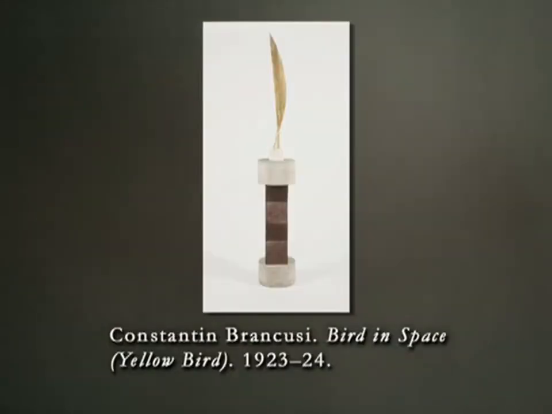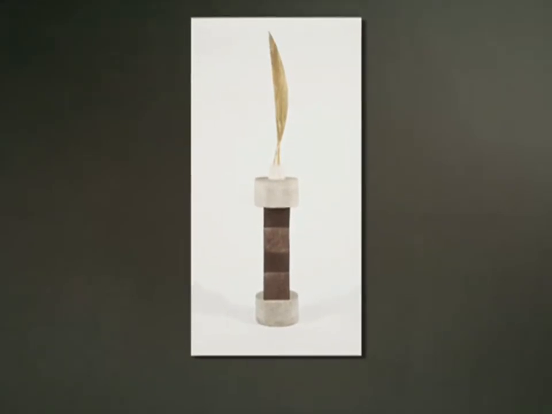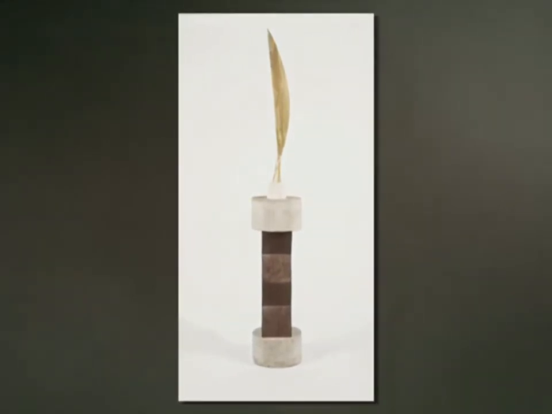Now let's look at another work. This is by Constantin Brancuși, who's Romanian. The title is Bird in Space. It's from 1923 to 24. And Brancuși is known for treating the base and pedestals of his own works as if they were individual sculpture.